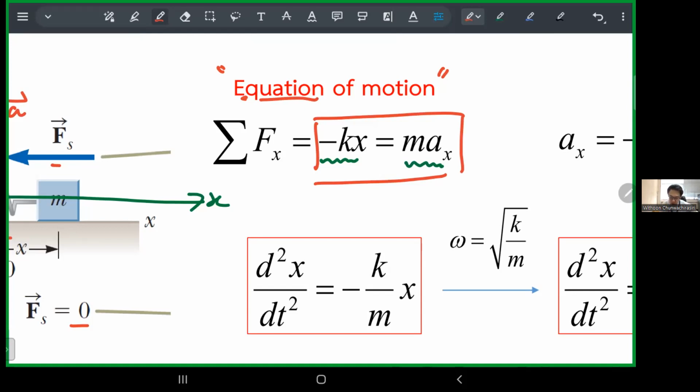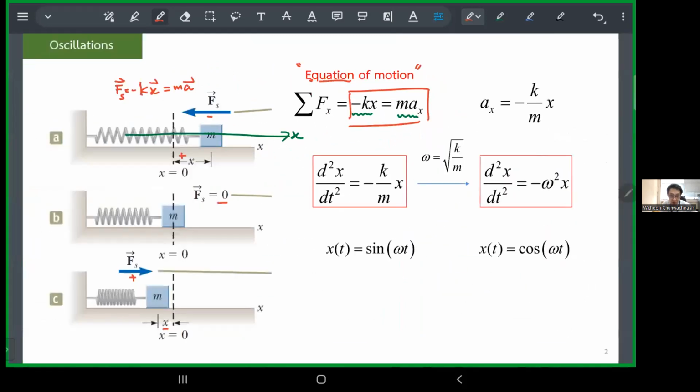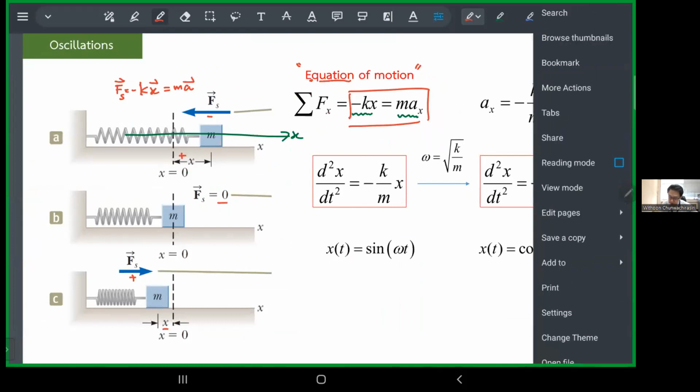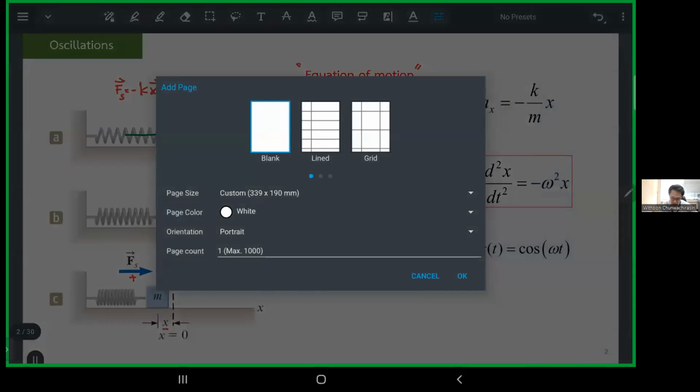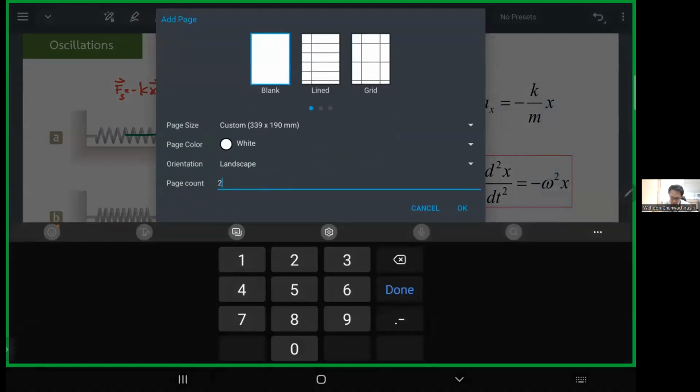So I'm going to show you how to solve this one, even though down here, I already concluded what type of solution it is going to be. But I think it's very interesting to take a look at this. So let me add a page here. Okay. And I'm going to ask you a very simple question right here. So let me do 2 pages.